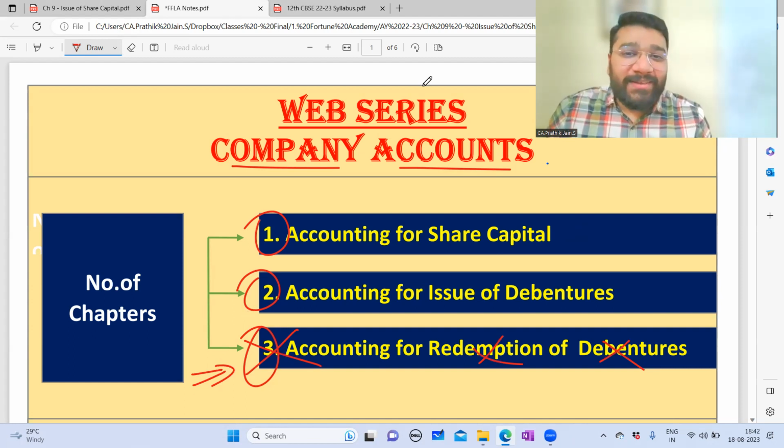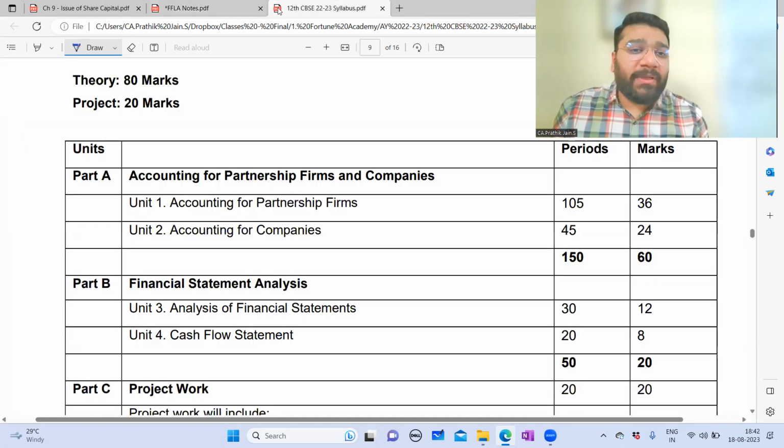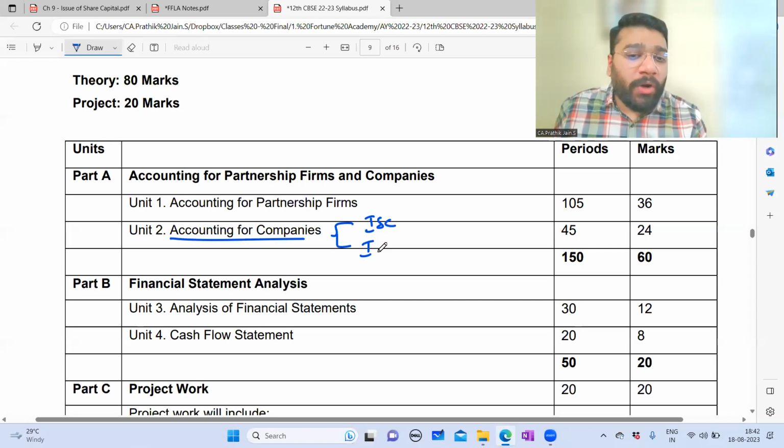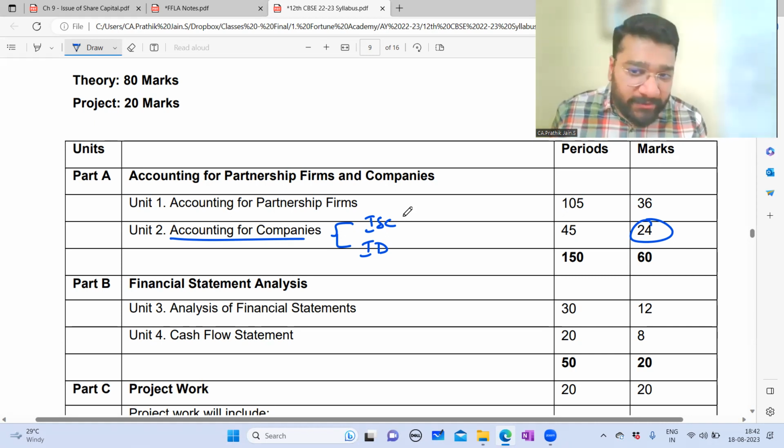Now, from the board examination point of view, this chapter has got a good amount of weightage. Accounting for company comprises 2 chapters. One is issue of share capital and second is issue of debentures. These two put together carry a weightage of 24 marks from the board examination point of view. And this particular chapter from the CA Foundation point of view also carries a good amount of weightage. What weightage it carries in CA Foundation, I'll be discussing in the CA Foundation class.